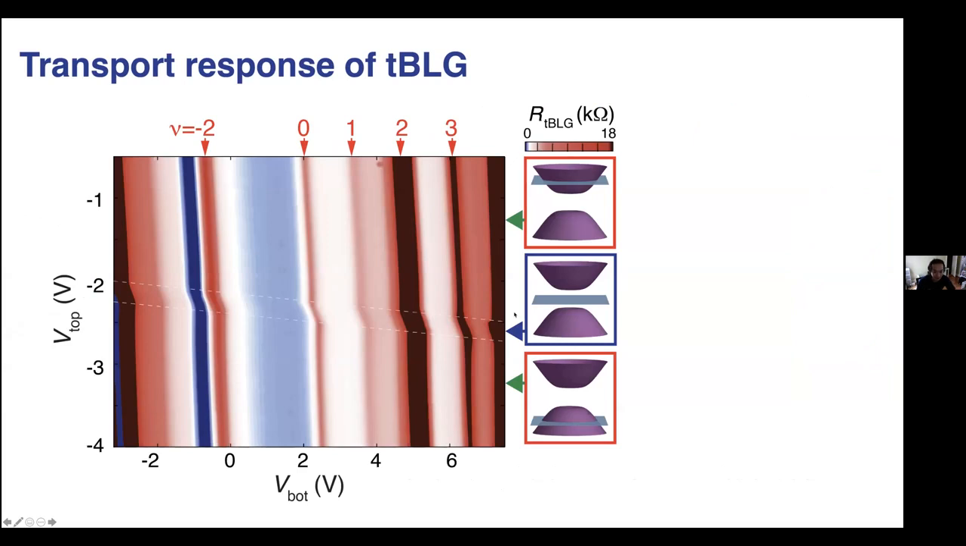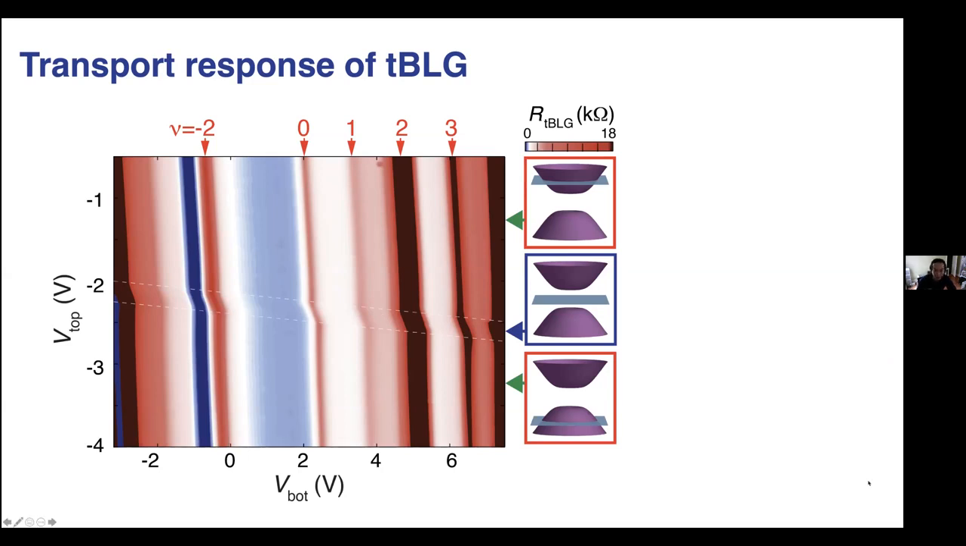This map can be divided into two regions. Within the white dashed line, the bilayer graphene is fully insulating, so there's minimum screening. And outside the white dashed line, bilayer graphene is metallic. By comparing the response of the twisted bilayer graphene inside and outside the white dashed line, that will allow us to study the effect of Coulomb screening.